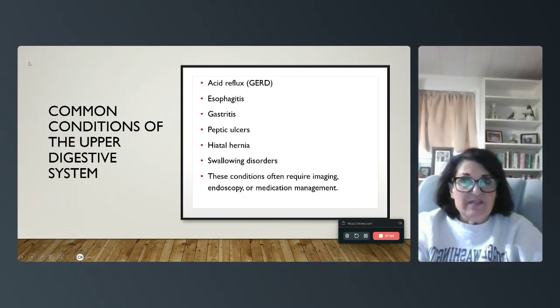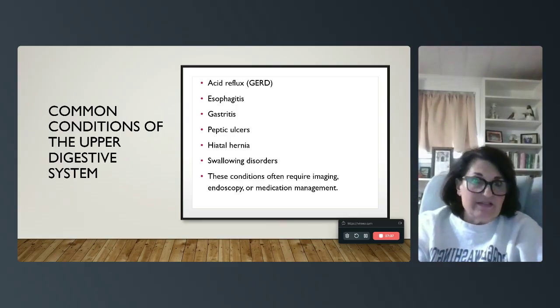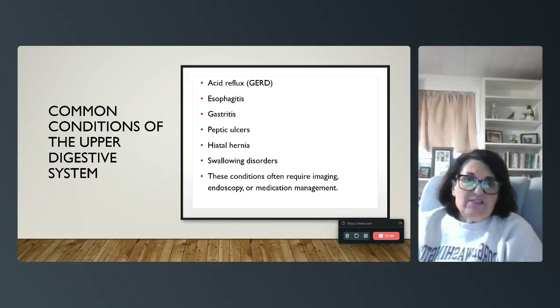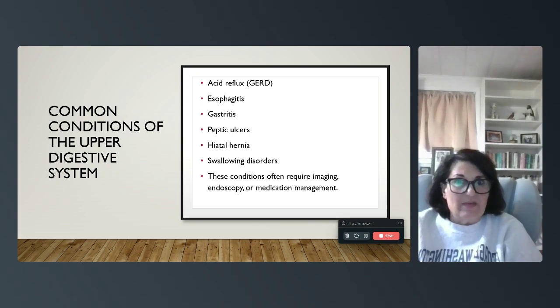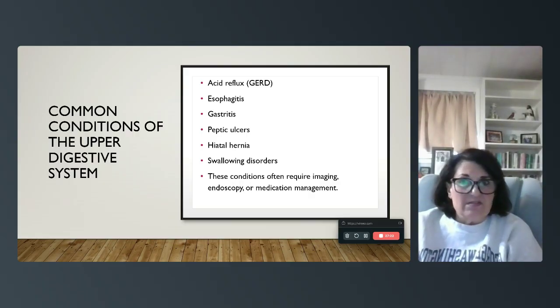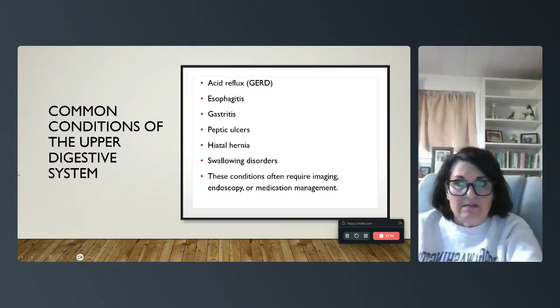Common conditions of the upper digestive system: we just talked about GERD, gastroesophageal reflux, which is also acid reflux. Esophagitis and gastritis, those are inflammation. Esophagitis is inflammation of the esophagus. Gastritis is inflammation of the stomach. Peptic ulcers, hiatal hernia. There are also swallowing disorders involved with the upper digestive system. So these conditions often require imaging, endoscopy, or medication management.